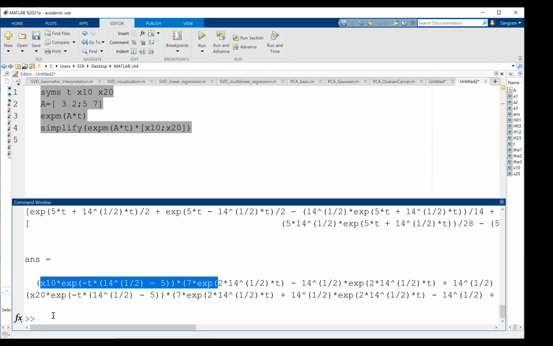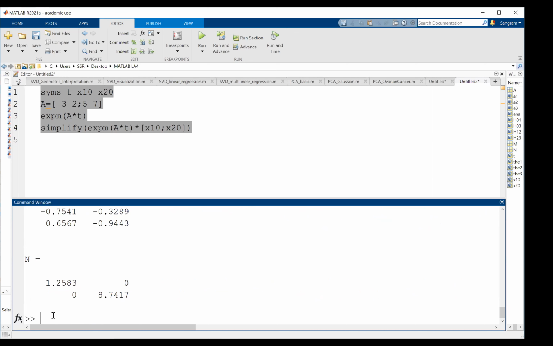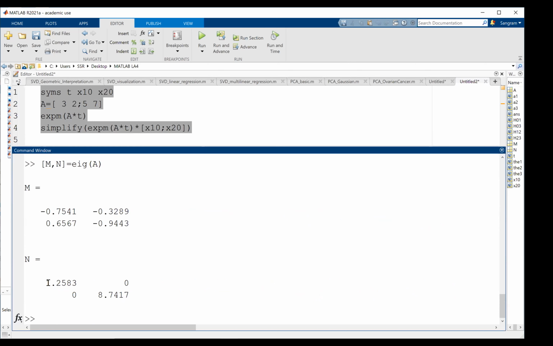So let's start with the very simple command for Matlab. [M,N] = eig(A), and I want you to do this along with me. Can you see that N are the eigenvalues and M are the eigenvectors? Once you apply [M,N] = eig(A), M are the eigenvectors and N are the eigenvalues. Do you agree with me?